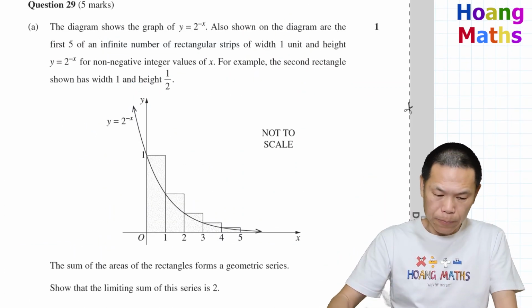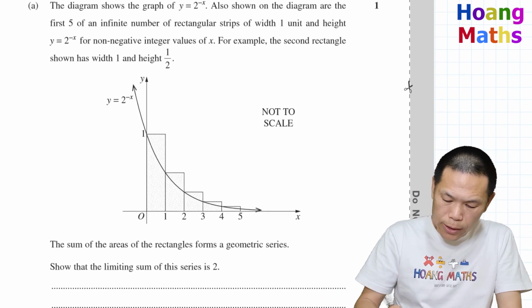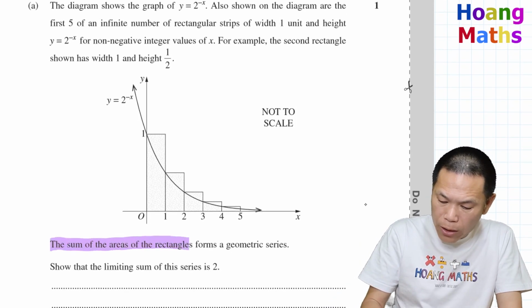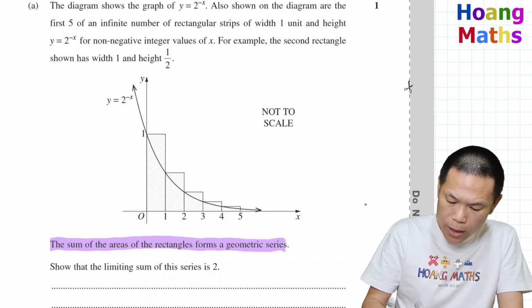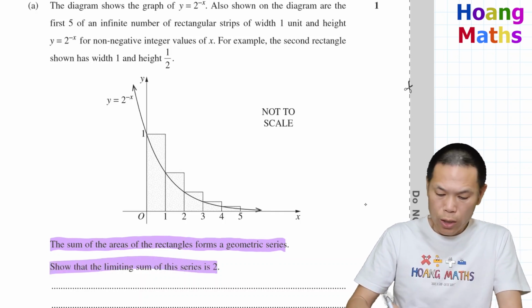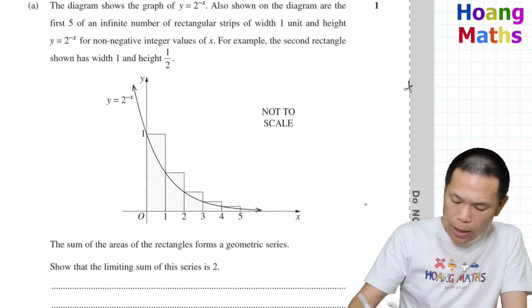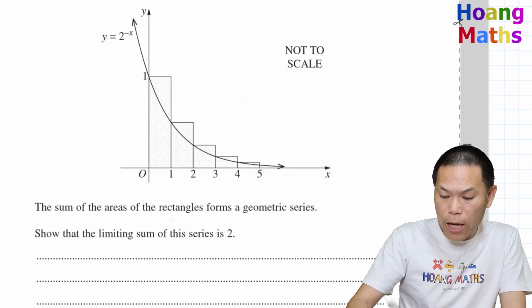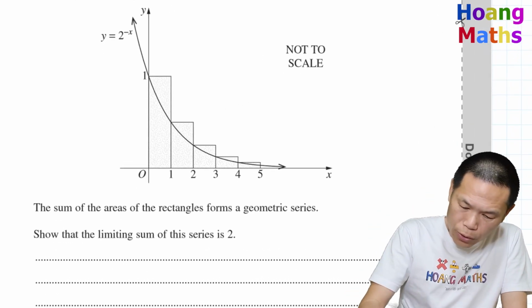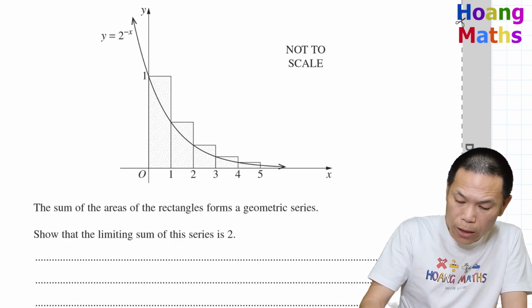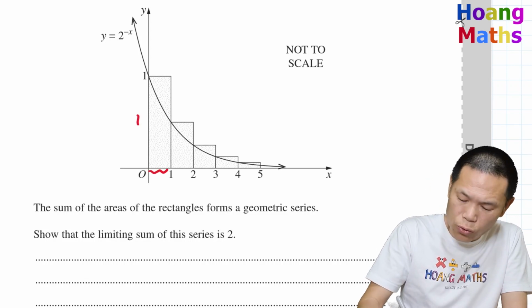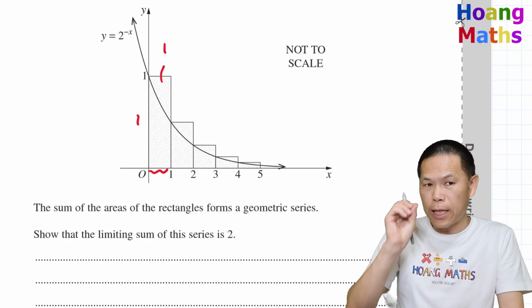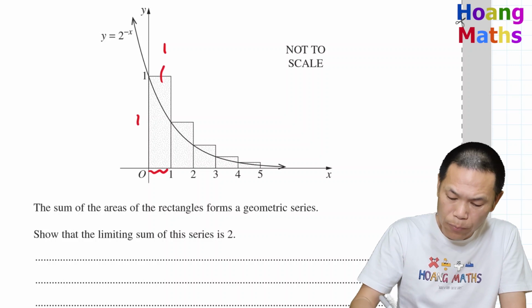Question 29. The areas of the rectangles form a geometric series, and we need to show that the limiting sum is 2. First of all, the sum of the series is the area of the rectangles. The area of the first rectangle is 1, because the width of the strip is 1 and the height is 1. Area is length times width, so 1 times 1 is 1.